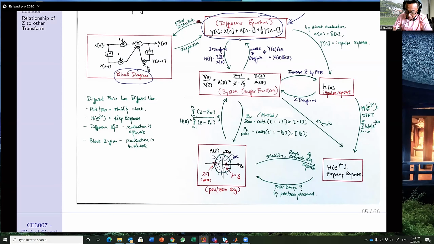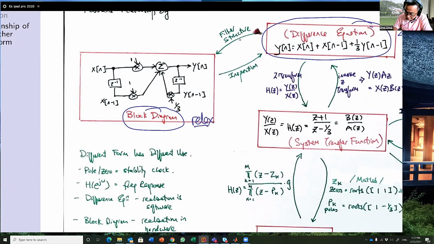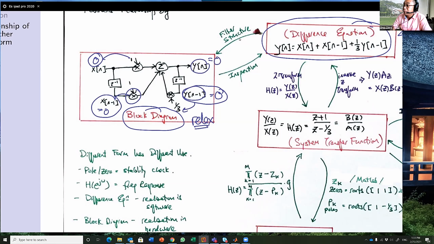And typically, we'll begin with a system that is relaxed. And the system is relaxed, meaning that all the memory is equal to 0 when we start. So if the input is 0 and all the memory is 0, then you realize that 0 multiplied by this multiplier, x[n-1] multiplied by this multiplier, y[n-1] multiplied by this multiplier will give you 0. So a relaxed system means that when we start, the input is 0, the output will remain as 0.